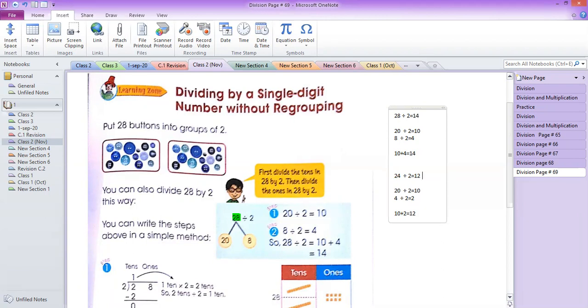If you have a big number and you want to divide, like if you have 38 and you want to divide it by 2, you can break it into 30 plus 8. Divide 30 by 2 and 8 by 2 and then add their answers. I hope you understand this, guys. Do you understand it?